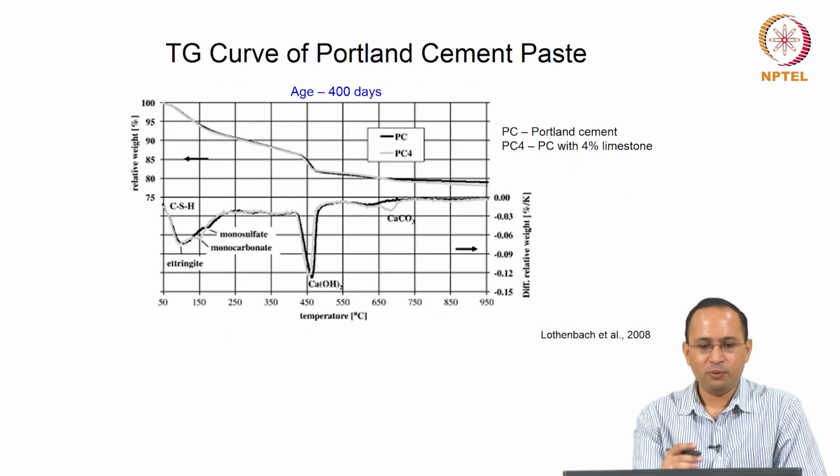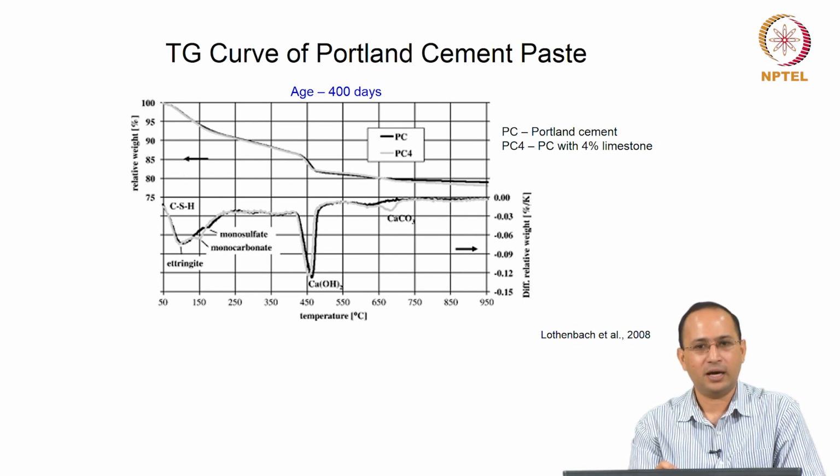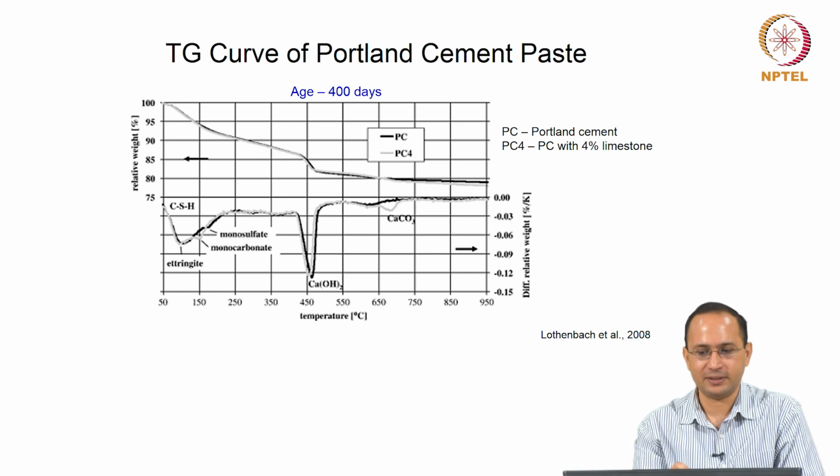Okay. Now, we will look at thermogravimetry. It is commonly used because we can quantify it. Basically, we can find out the phases and phase amounts, like calcium hydroxide and calcium carbonate, easily. So, it is commonly used. You will see a lot of papers on this, right.